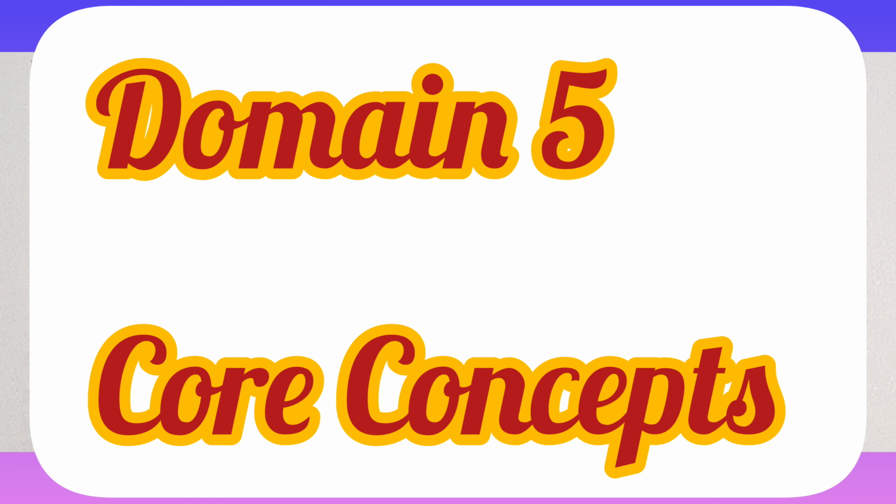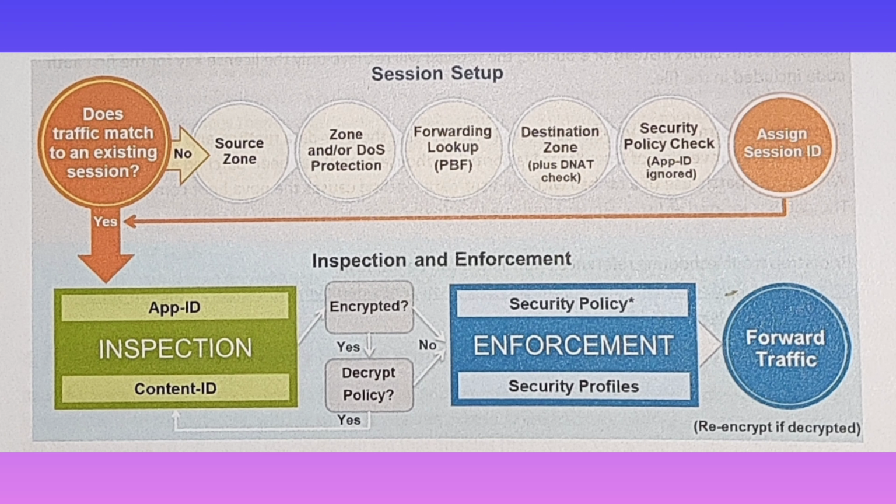Now let's move to the last domain, which is domain 5. The name is core concepts. In this domain we will be revising all the concepts that we have learned so far. It's just a brief of all the concepts, and the questions are based on the core concepts available on that. So let's identify the correct order of the policy evaluation based on the packet flow architecture.